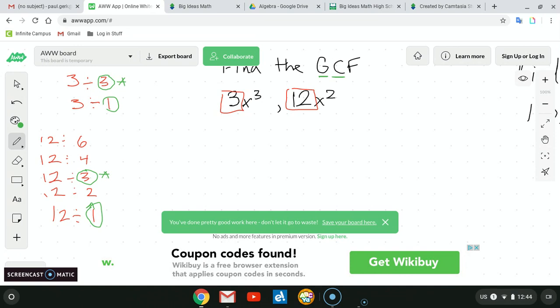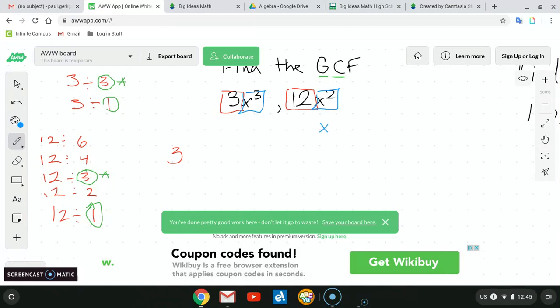So the first step to our GCF is finding the greatest common factor of our coefficients, which is 3. Now we need to find the GCF of our variables. Here's how you do that one. I just kind of like to break them apart.